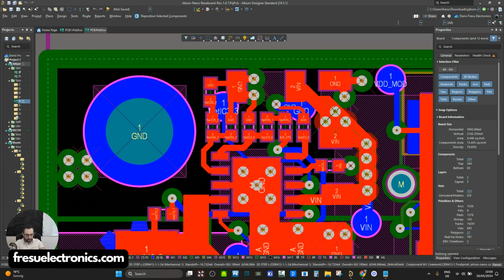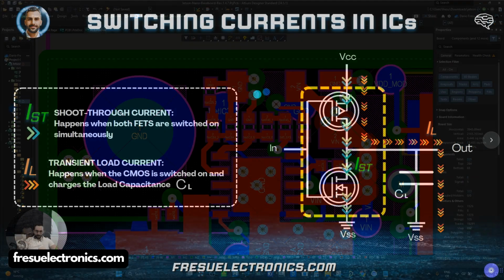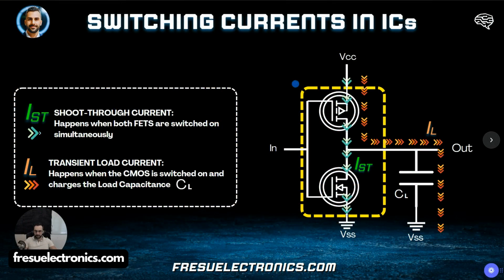One of the things that we have to distinguish now is the sources of transient current, because we have two main sources. The main sources of these switching currents within the logic gates are the shoot-through current, which happens when both of the FETs are switched on simultaneously, and the transient load current, which is when the CMOS, basically the logic gate, is switched on and charges the load capacitance here. The amount of each current will be determined by the type of integrated circuit and application that we have.